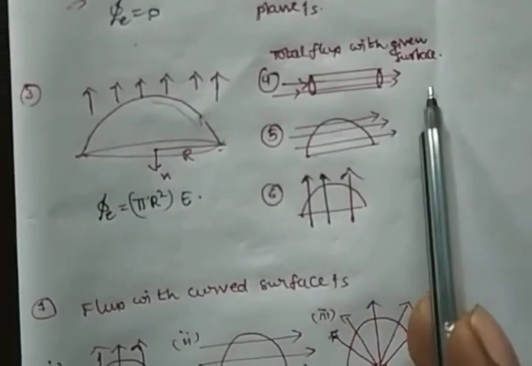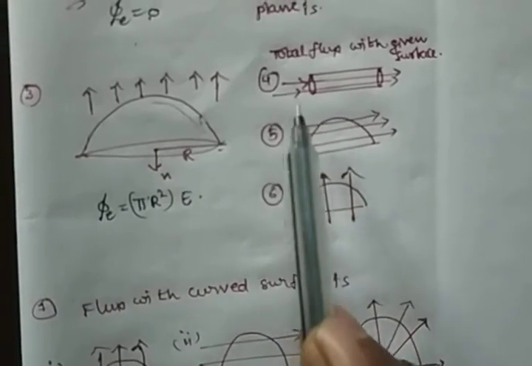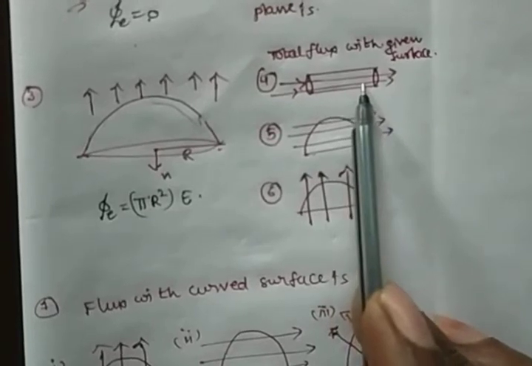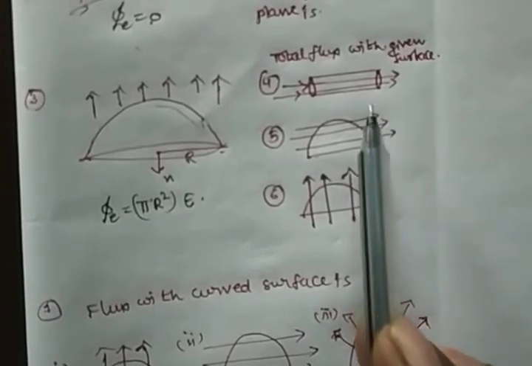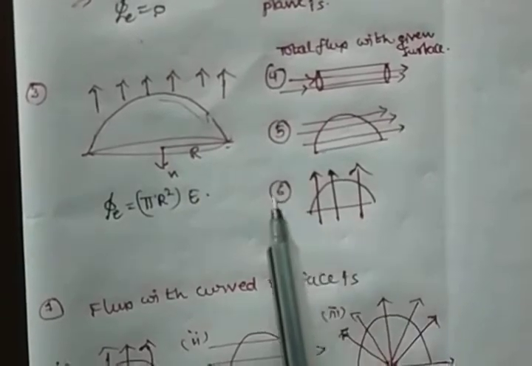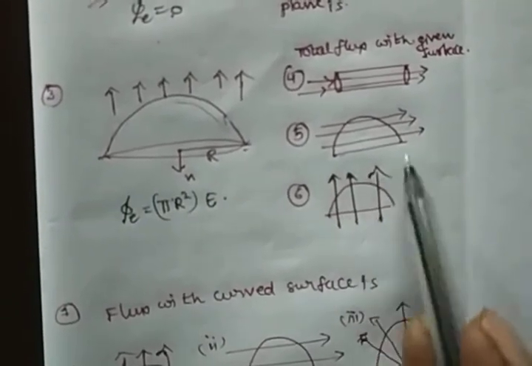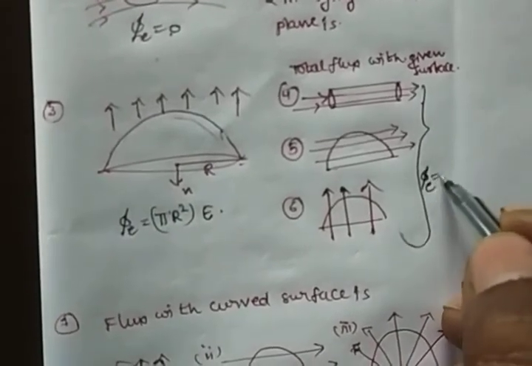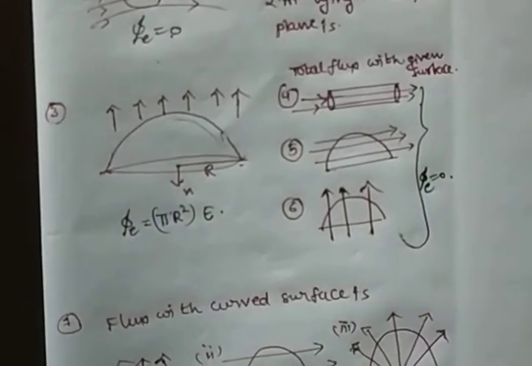The total flux with the given surface. Here, how much flux is entering, that much flux is leaving. Here also flux is entering and flux is leaving. Here also flux is entering, flux is leaving. So in these three cases the total flux is equal to 0.